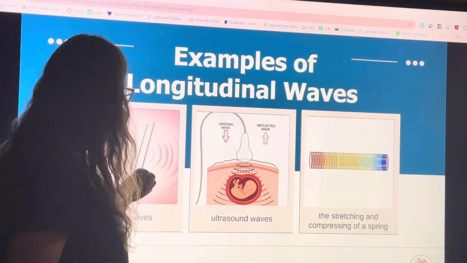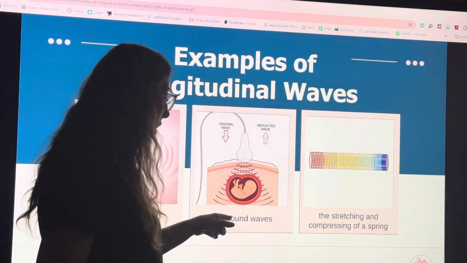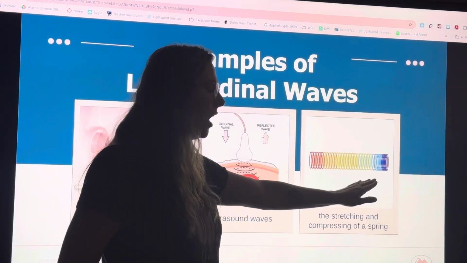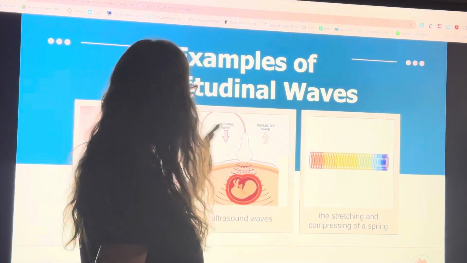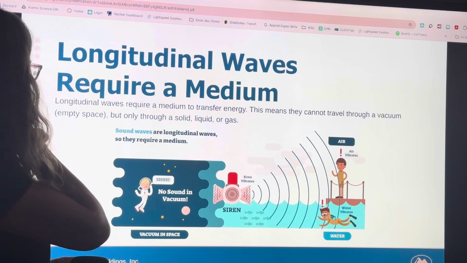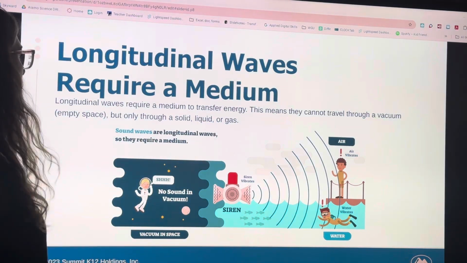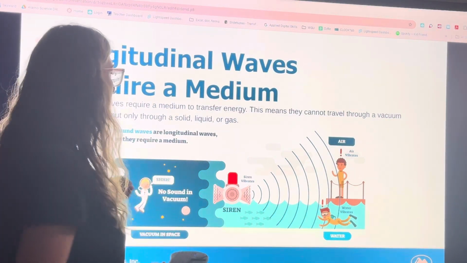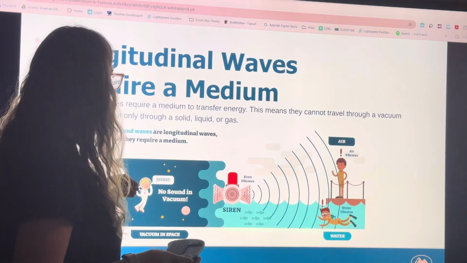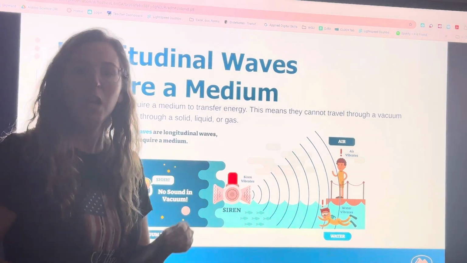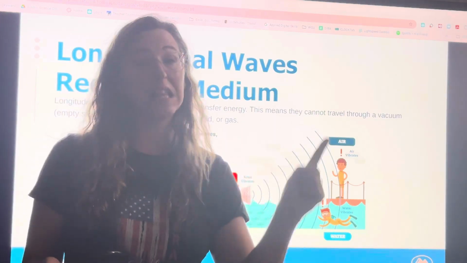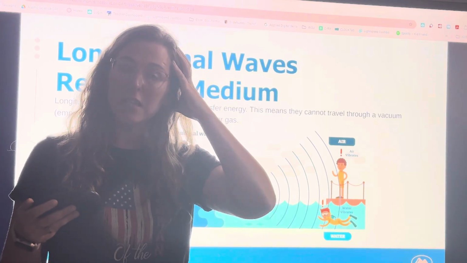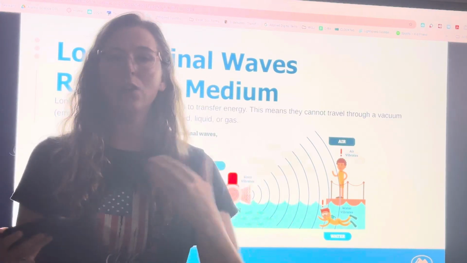Okay? Examples of longitudinal waves: sound, ultrasound, and the stretching and compressing of a spring. All of these are examples. So they require a medium all the time. Longitudinal waves always require a medium, whereas transverse waves do not. They cannot travel through a vacuum, so they cannot travel through space. If you are in space, you can't hear anything around you. The people in space have helmets that allow them to listen, but they can't hear anything around them.